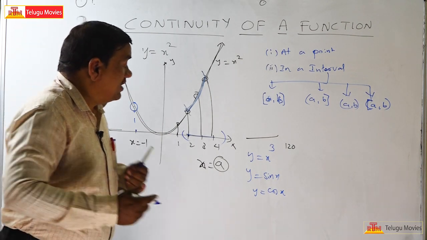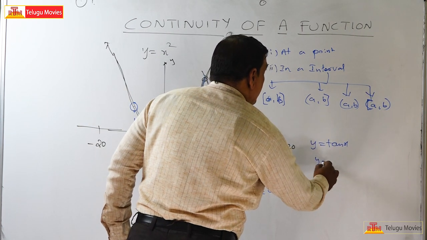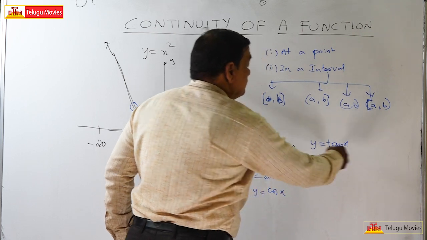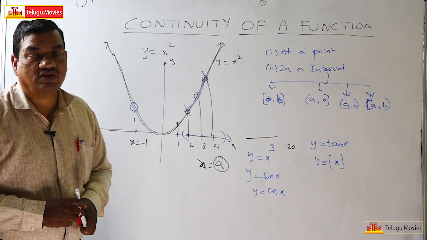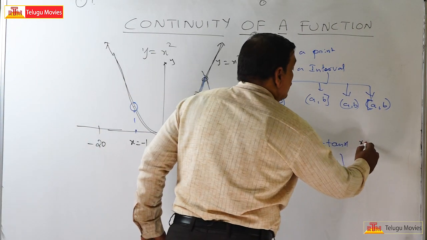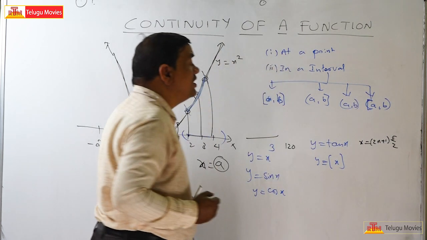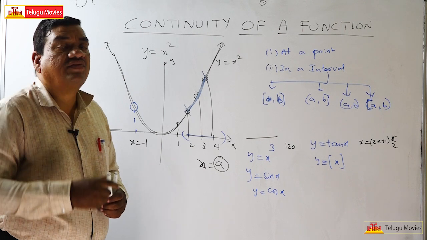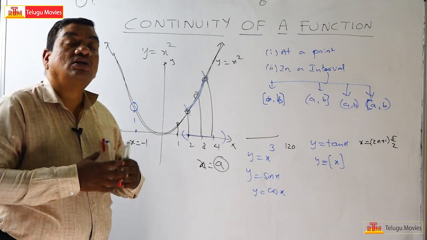Understand? But y is equal to tan x and y is equal to step of x, the greatest integer function, are not continuous. Why? Because at x is equal to (2n plus 1) pi by 2, that is odd multiples of pi by 2, the tan function will have a break. Because tan pi by 2 is not defined.